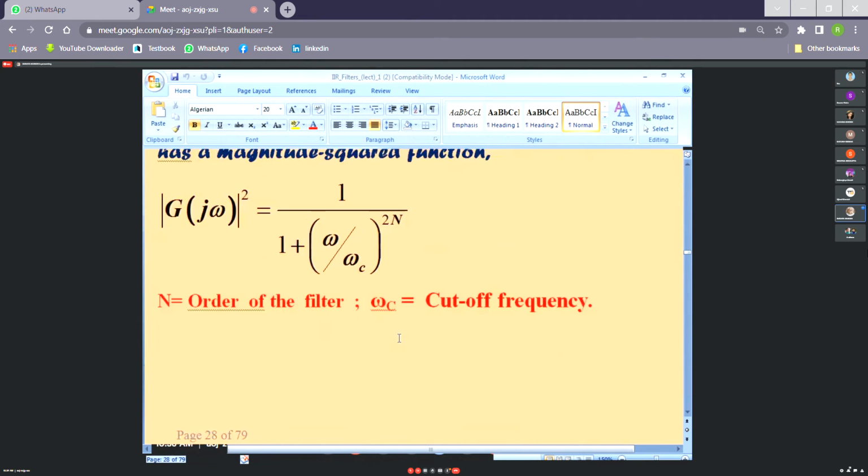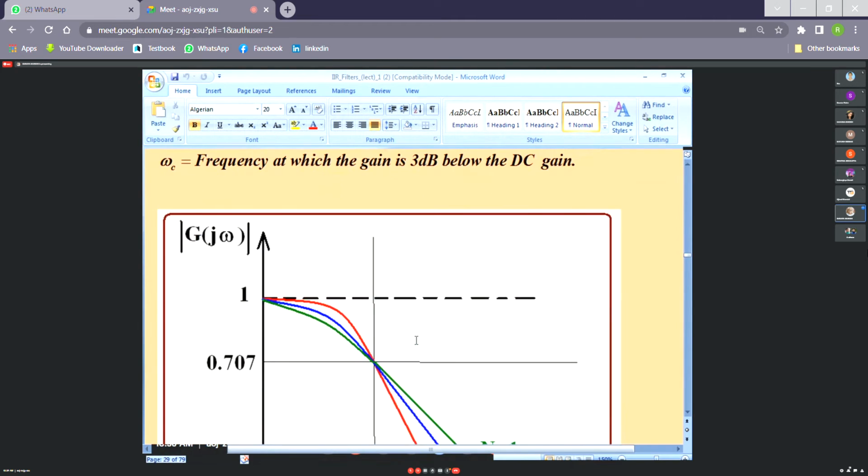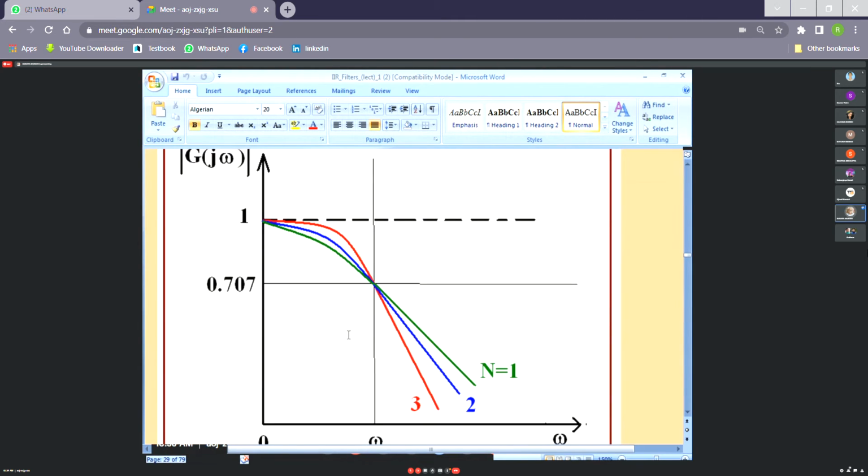So these are the salient features, the amplitude response characteristics of the Butterworth filter. I have considered three typical cases: first order Butterworth filter, second order Butterworth filter, and third order Butterworth filter.